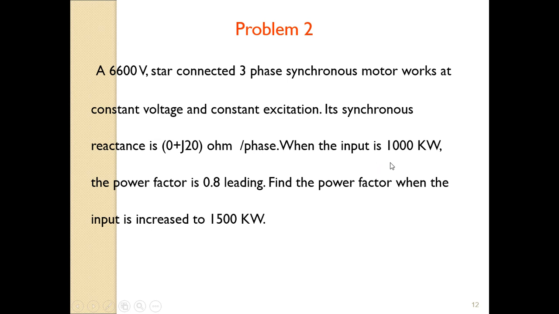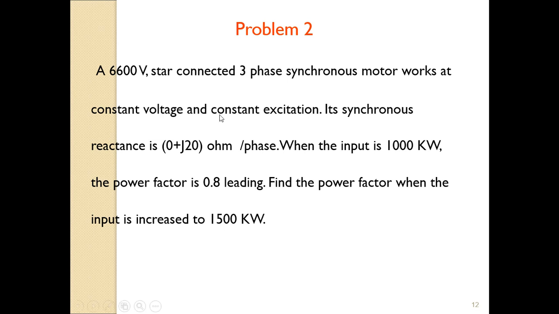When the input is 1000 kilowatts, he has given the input also as 1000 kilowatts, that is root 3 VL IL cos phi, and he has given the power factor also, that is 0.8 leading. Find the power factor when the input is increased to 1500 kilowatts. This is a good problem. This is somewhat a tricky problem. If you understand, it is easy.